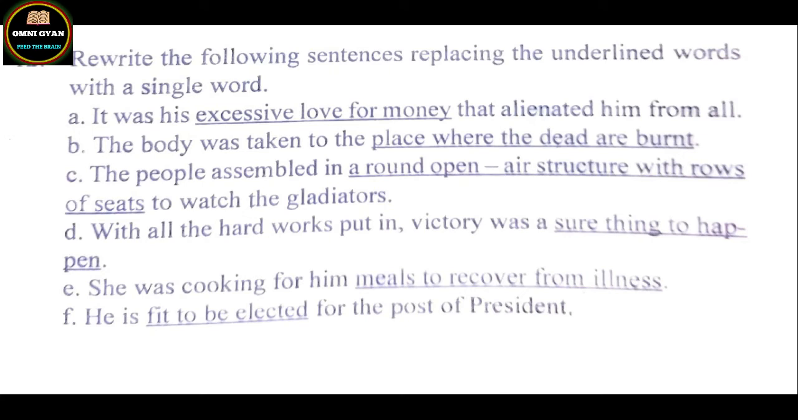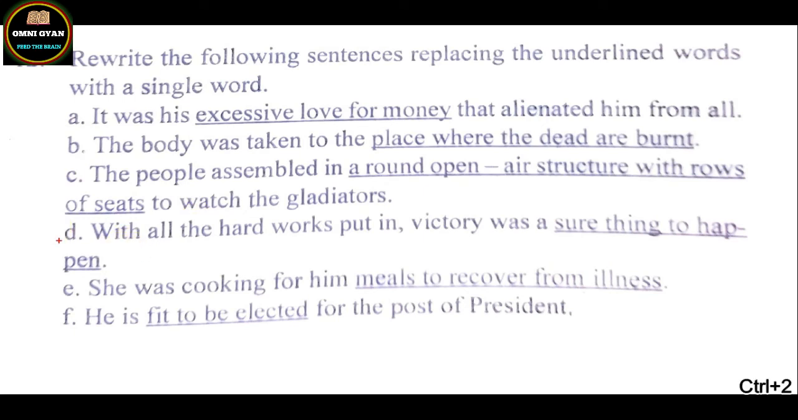Okay, we'll move on. The body, number B. The body was taken to the place where the dead are burnt. So place where the dead are burnt, I think you can guess already. The people assembled in a round open air structure with rows of seats to watch the gladiators. I think you know this. Roman gladiators, Rome, okay? I'm sure you'll know this. Okay, so a round open air structure with rows of seats to watch the gladiators has been underlined here.